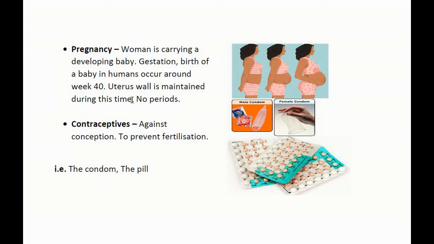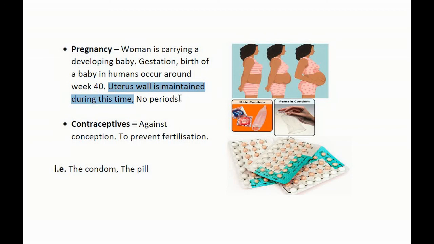So in this process of pregnancy the uterus wall is maintained. So that wall of blood stays there until week 40. So it means a woman or a girl cannot have periods or a menstrual cycle while a baby is developing there. This is why missing periods is also a sign of pregnancy. So when you start seeing 2 months, 3 months, 4 months of a person not going on their periods, we start suspecting that they are pregnant because that's what happens when a woman is pregnant.